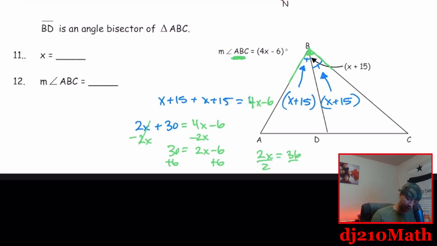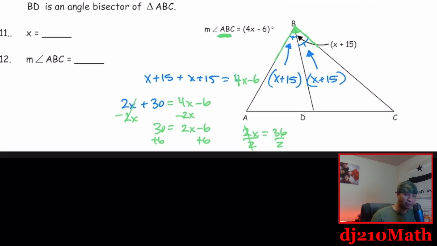Divide both sides by 2. X is equal to 36 divided by 2, which is 18. So x is equal to 18. So to figure out what ABC is, we have to plug 18 into x. So 4 times 18 minus 6.